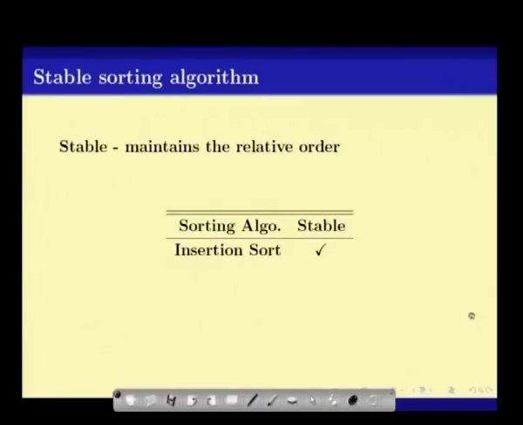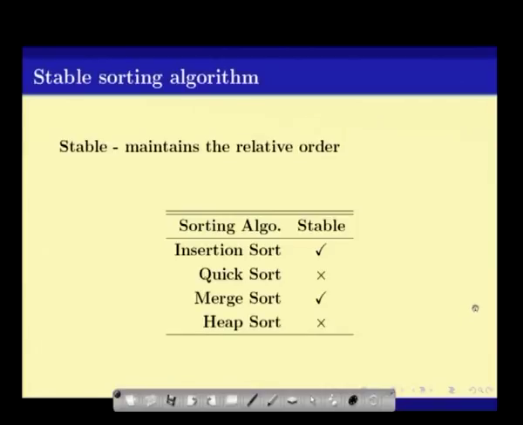The next one is stability, or in other words, which of the algorithms maintains the relative order. And it turns out that while insertion sort maintains the relative order, quick sort does not, merge sort does, and heap sort does not. So, this is a case where insertion sort and merge sort have an advantage over quick sort and heap sort.